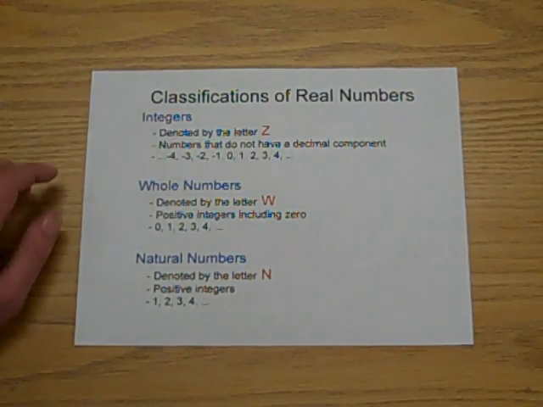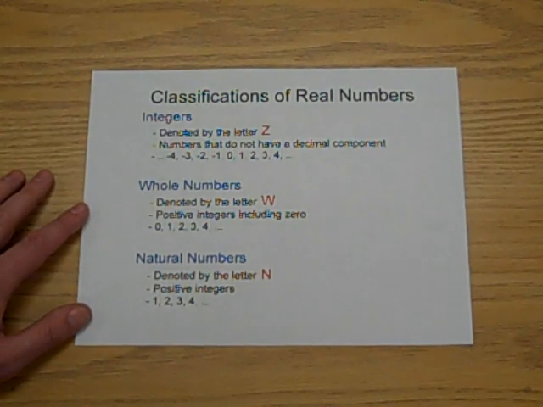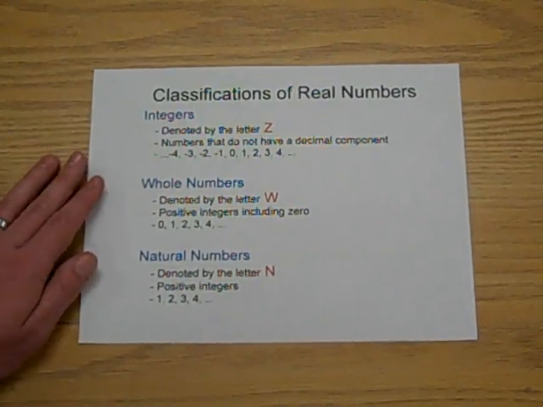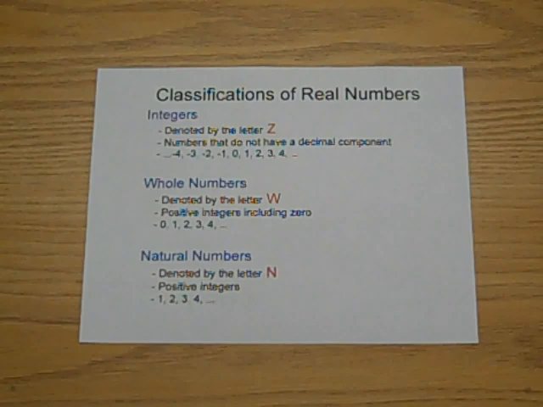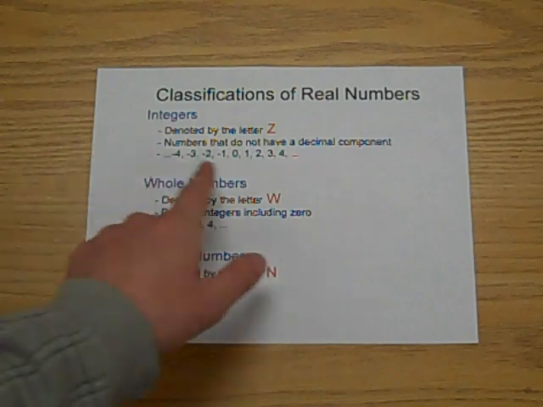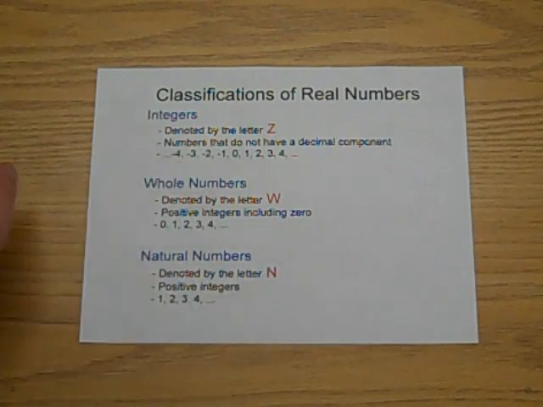Integers. Integers are denoted by the letter Z. It's not I because irrational has the I already. They're numbers that don't have a decimal component to them. So if it has a decimal, it's not an integer. So any of these numbers are integers. And it goes on forever in both directions. So it goes negative and positive, and it includes 0.